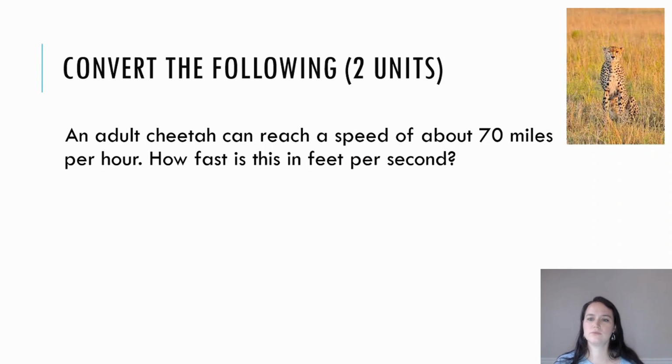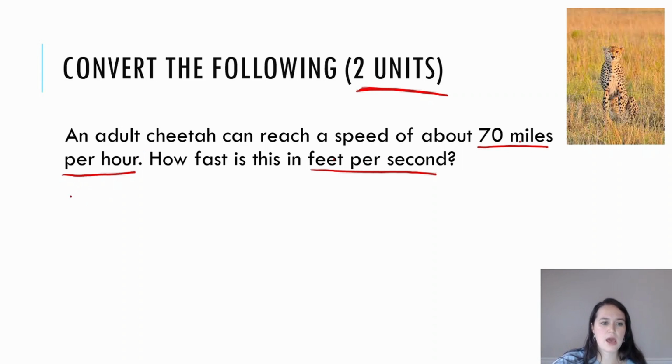Now we're going to convert our little cheetah here. So an adult cheetah can reach a speed of about 70 miles per hour. And we want to know how fast is this in feet per second. Okay. So let's see. What do I have? I've got 70 miles per hour. How fast is this in feet per second? So I'm going from miles to feet and hours to seconds. So I've got to convert 2 units.